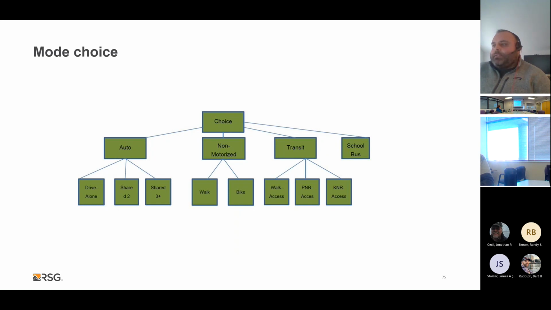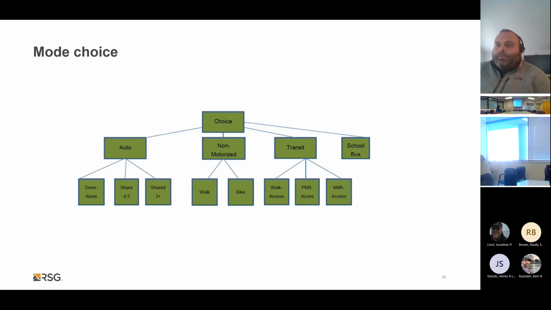In this structure, similar sets of alternatives are grouped together under the assumption that the error terms for those alternatives are more similar than non-nested alternatives. So what this is saying is that basically the elasticities or the differences within these are smaller for everything related to auto and everything related to non-motorized transit and school bus.